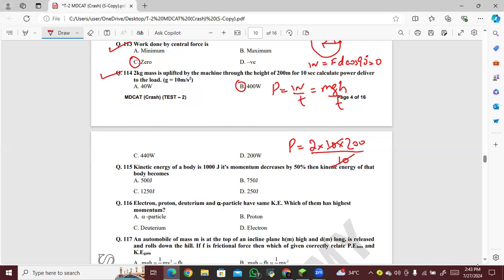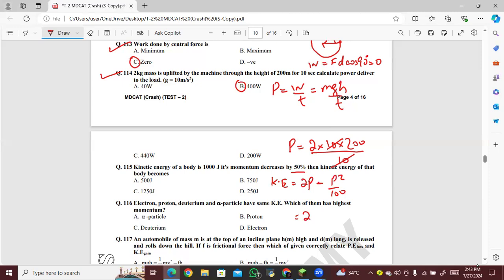Kinetic energy of a body is 1000 joule. Its momentum decreases by 50%. Then what does the kinetic energy become? First of all, we have to find the decrease in kinetic energy, and there is a shortcut by which you can find the decrease in kinetic energy. It is 2p minus p square by 100.